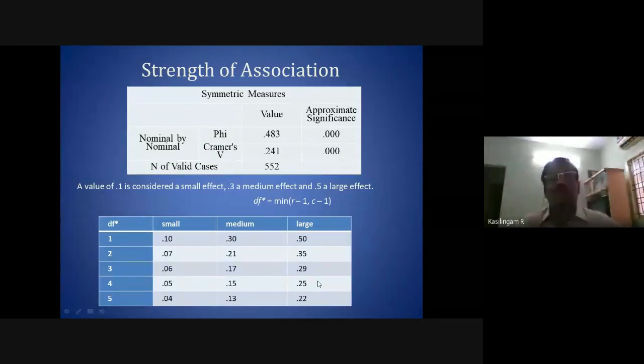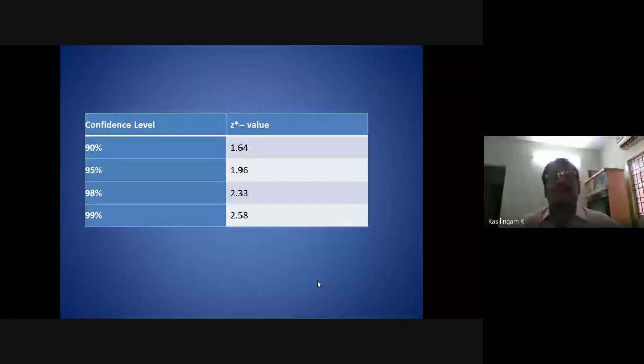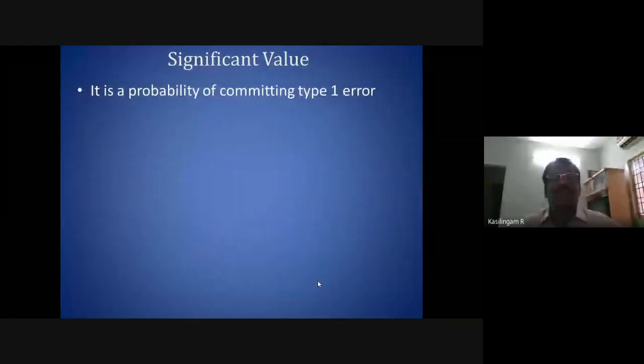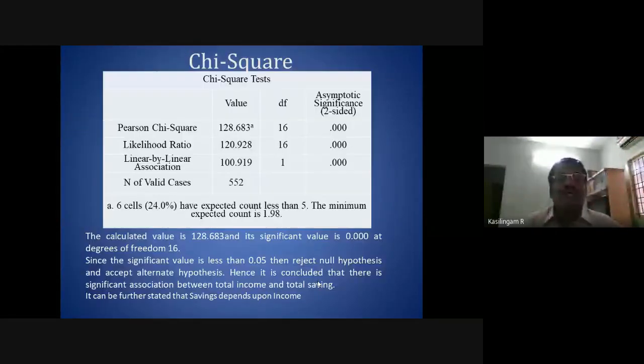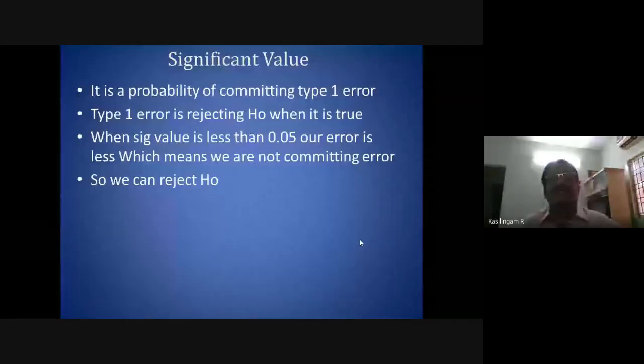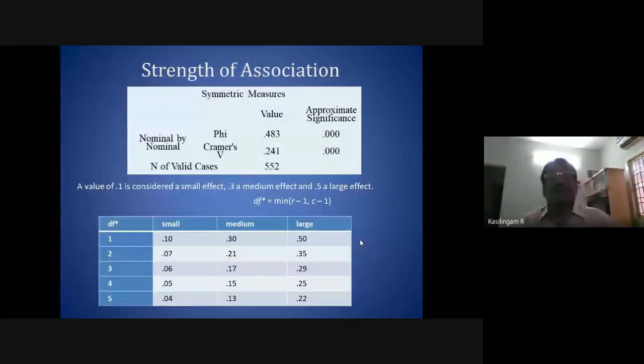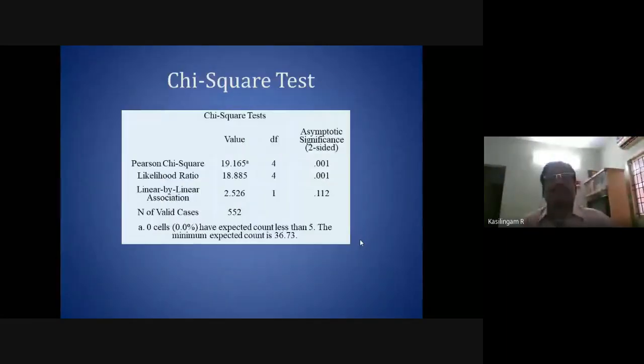For example, what we have to report? Now I will tell. Now see, I have reported the calculated value, the degrees of freedom and the significant value. Like that, you have to report, all the three. Now, are you clear? Shall I go for some more things?